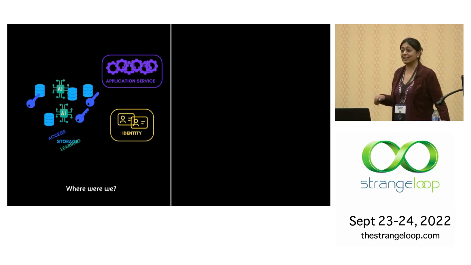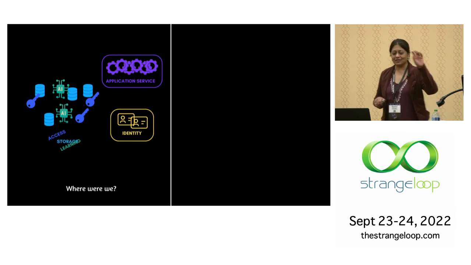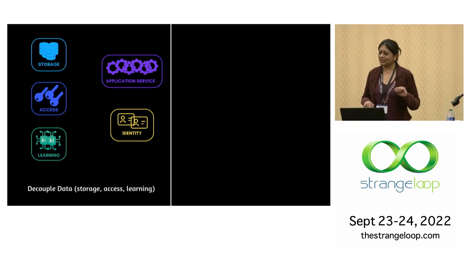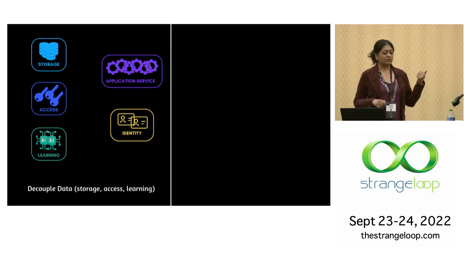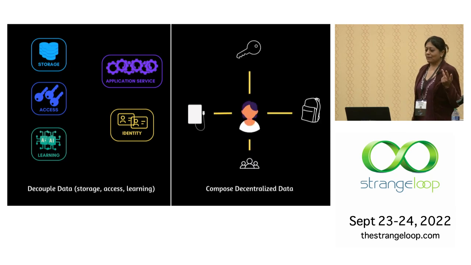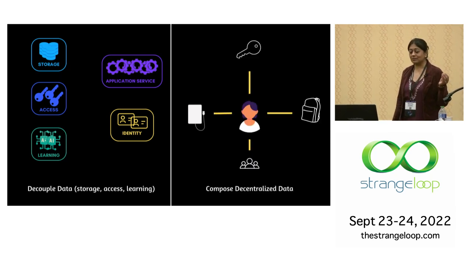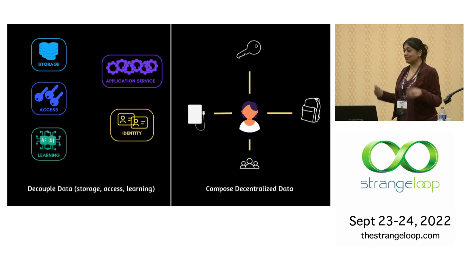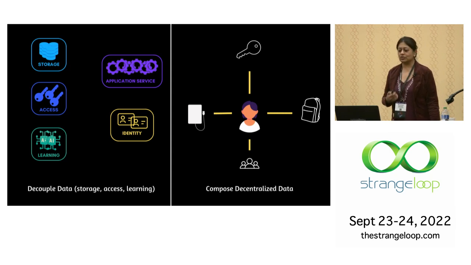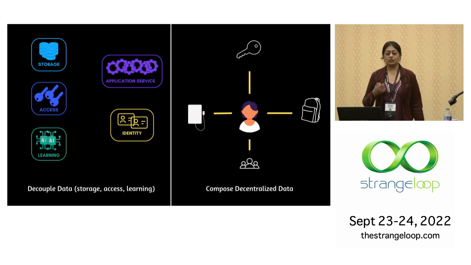Now we're going to move on into data. So let's now decouple the data aspects of it. And when we do that, we'll see there's actually multiple aspects of data. There's data storage, there's data access, and then there's machine learning. Now, once they're decoupled, let's see what would happen if we were to decentralize them. So here too, remember, Alicia's at the center. She can decide which storage mechanism and provider suits her needs, her requirements, her trust.